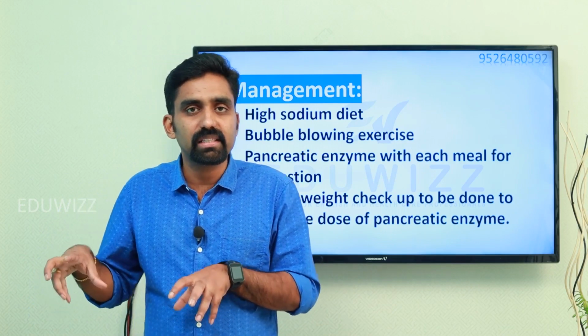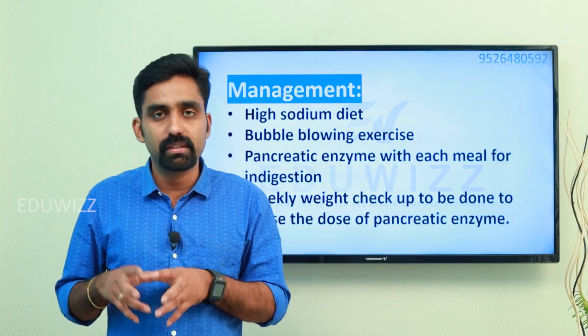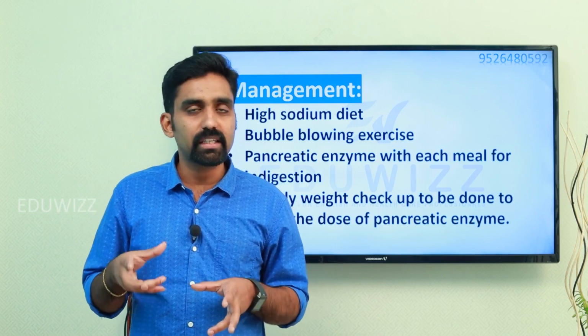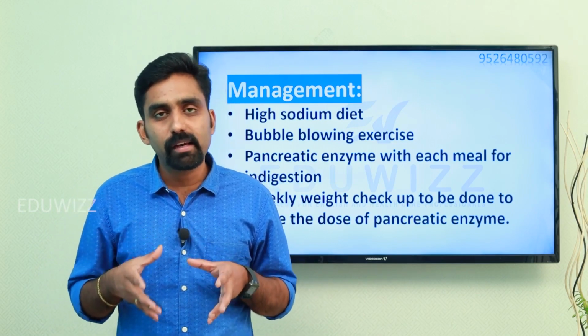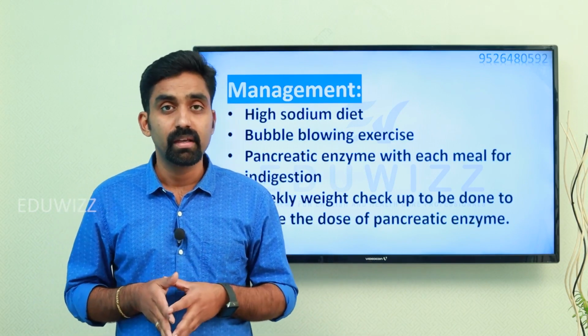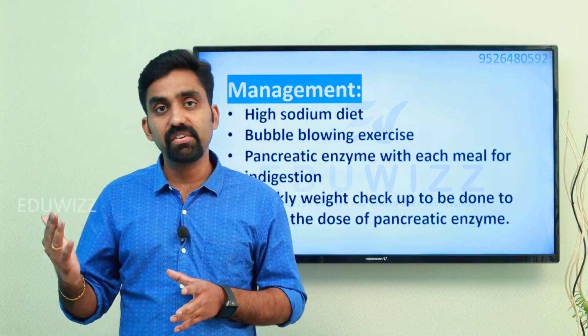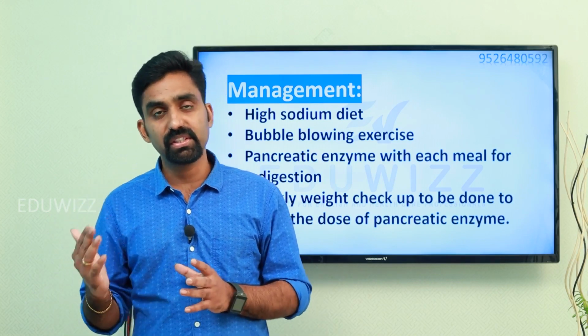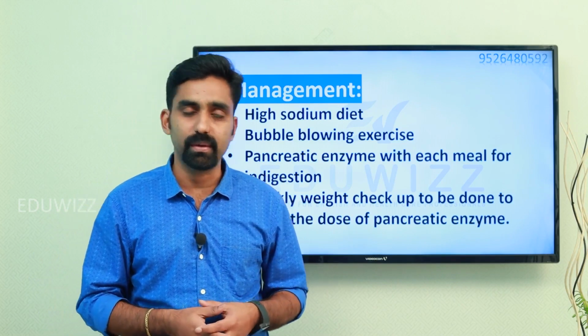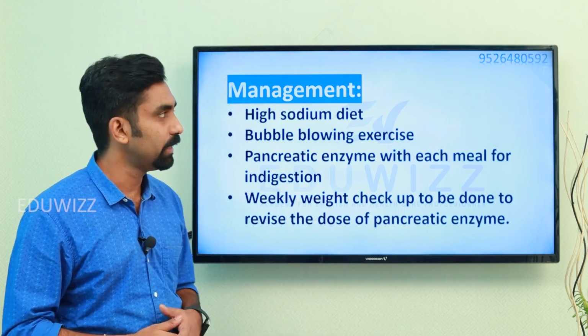So sweat chloride test is a diagnostic test for cystic fibrosis. In this test, you are assessing the concentration of chloride in the sweat. Now the normal concentration of chloride in the sweat is 40 milliequivalent per liter. If the chloride concentration is increased above this 40 milliequivalent per liter, that is suggestive of cystic fibrosis. Now let us see the management.